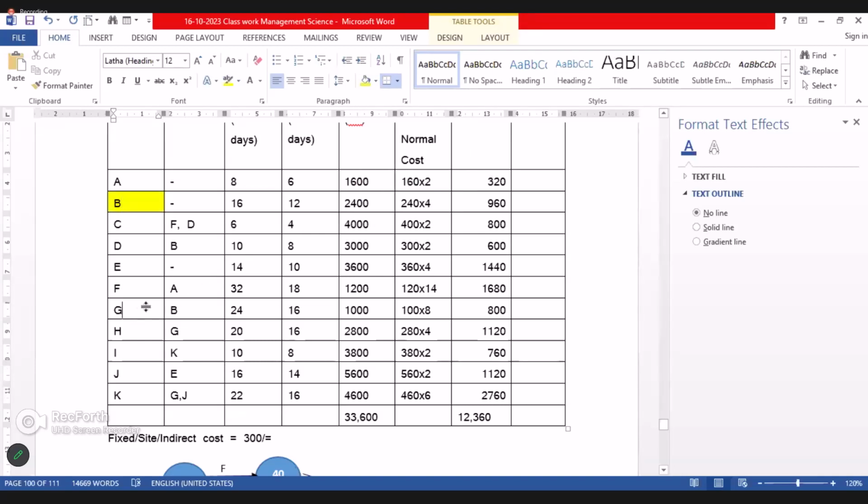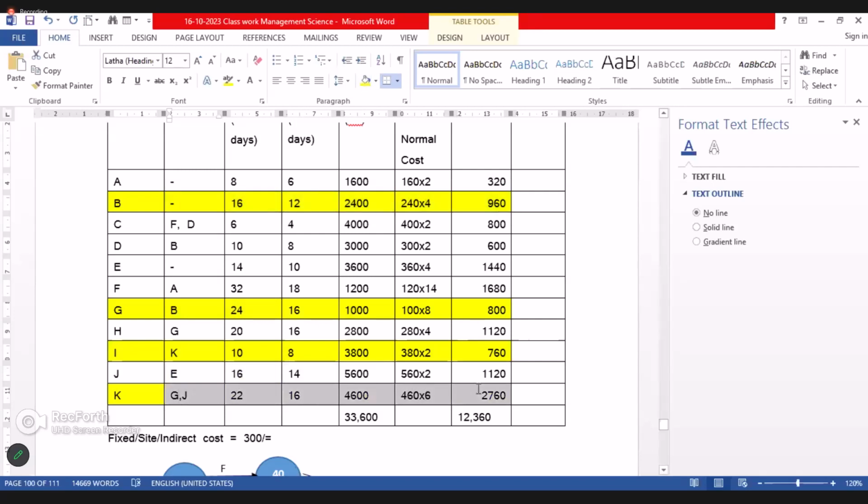G also critical. And A also critical. B also critical. These are the critical activities. So now we show all of them. Apart from the non-critical activities, we have to check whether this reduction is meaningful or not.